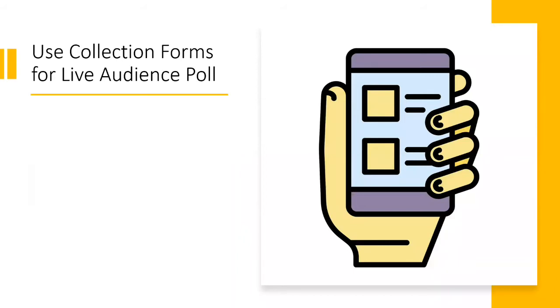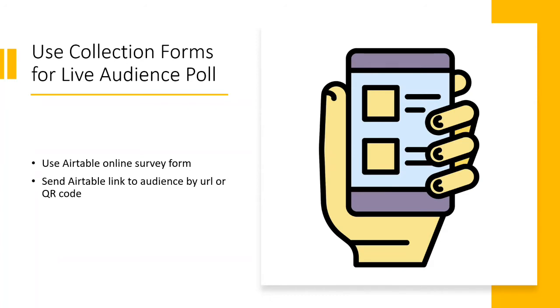And you could use collection forms for a live audience poll. So how you would do this is you would use an Airtable online survey form. You'd set up the form online. Then you would send that Airtable link to your audience by URL or just by QR code. And then everybody in the audience could hold up their phone and grab the QR code right off your presentation. And then you have data points showing the results of that survey live on the screen in PowerPoint.